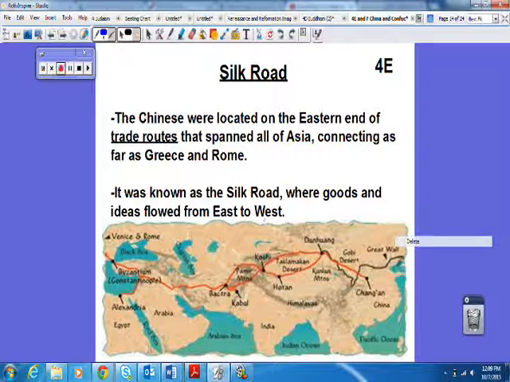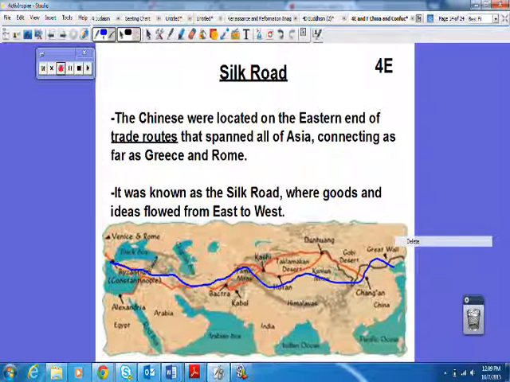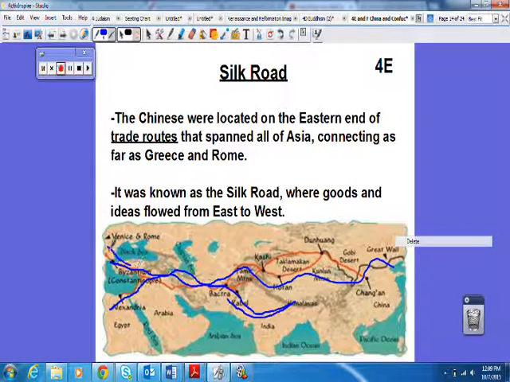Now, China trades along the Silk Road, which goes all the way through Asia. It's a combination of all these trade routes that go from China in the east through India, through the Middle East, into Egypt, North Africa, and then into Greece and Rome, and even Europe. This is known as the Silk Road. Goods and ideas flow from east to west. From the east, we have silk, porcelain, paper, those types of goods going that way. And then going east, we have certainly ideas, we have more technology, we have textiles made in India, made in the Middle East.